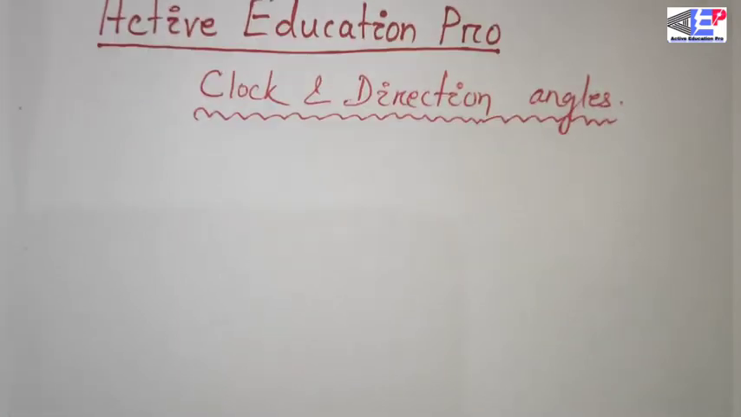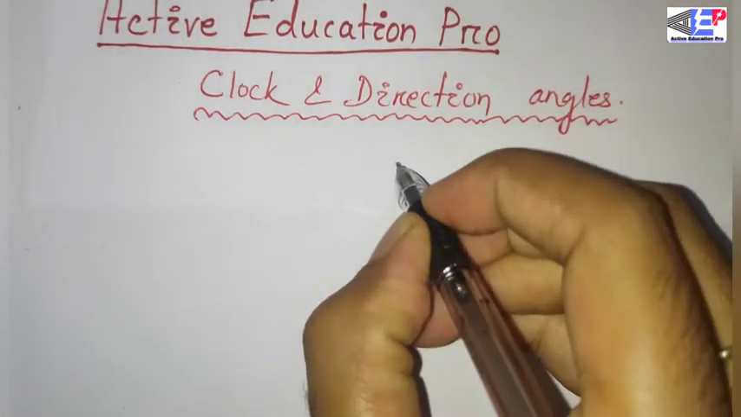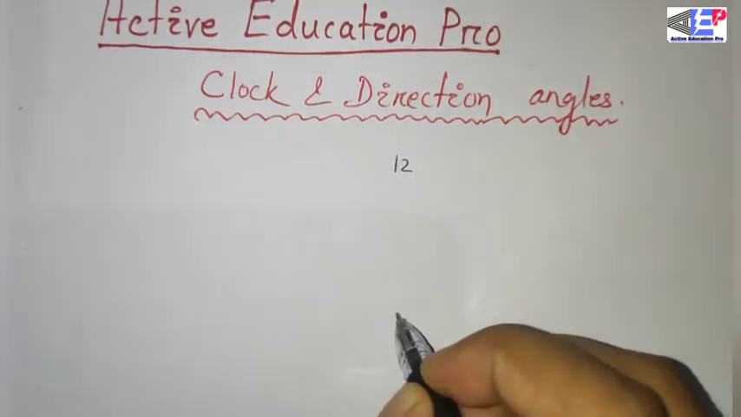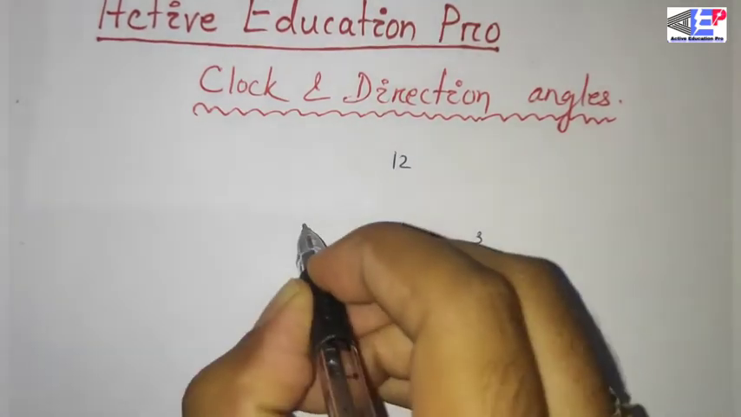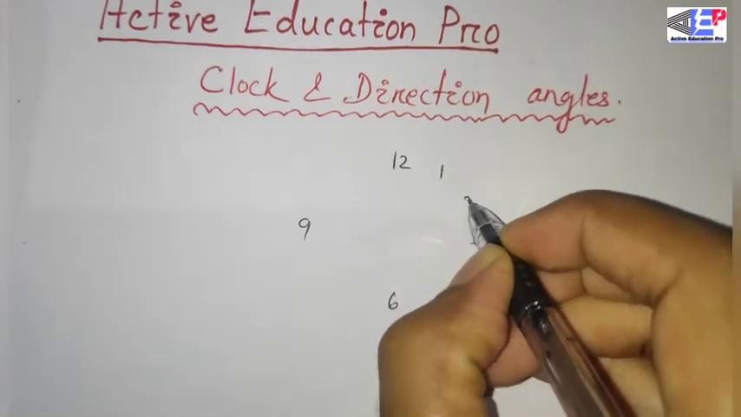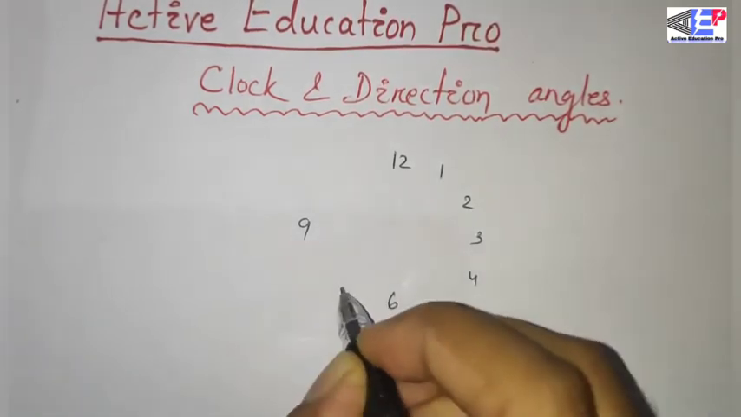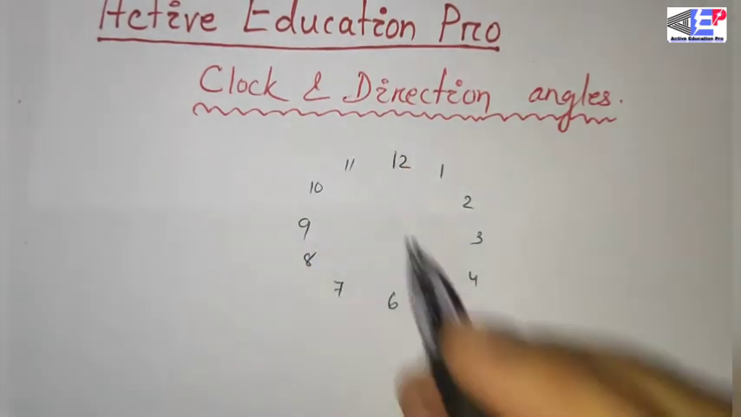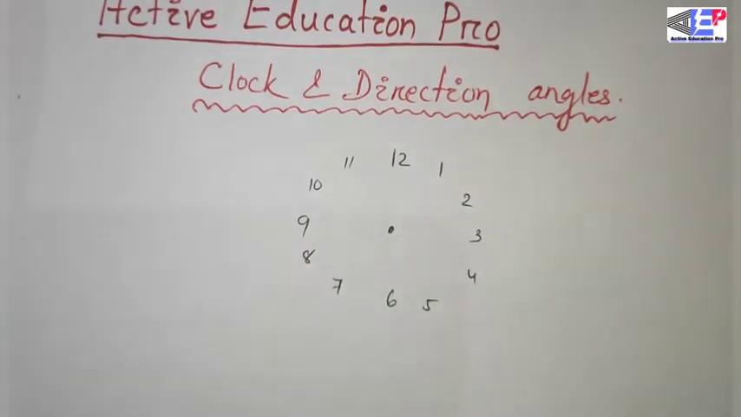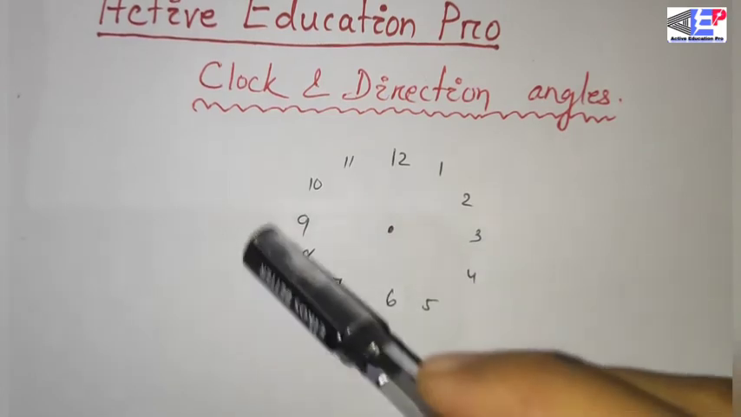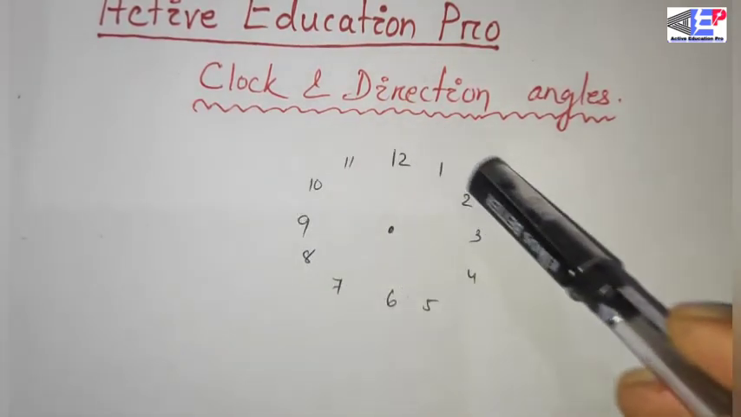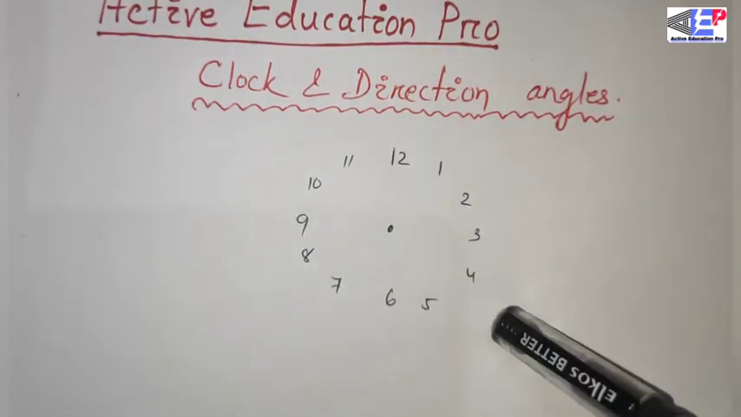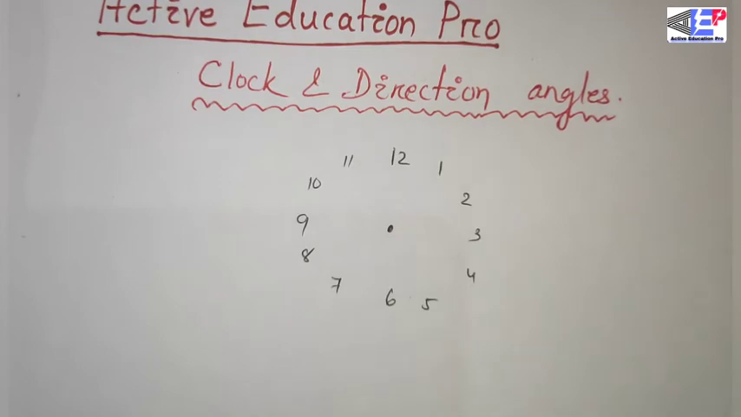First we draw a clock. There are 12 equal segments in a clock. This is 12, 6, 3, 9, 1, 2, 4, 5, 7, 8, 10 and 11. This is the clock and this is the center, and you know there are 3 hands of a clock: minute hand, hour hand and second hand. This is a complete circle, and a complete circle contains 360 degrees. Complete circle means an angle of 360 degrees.